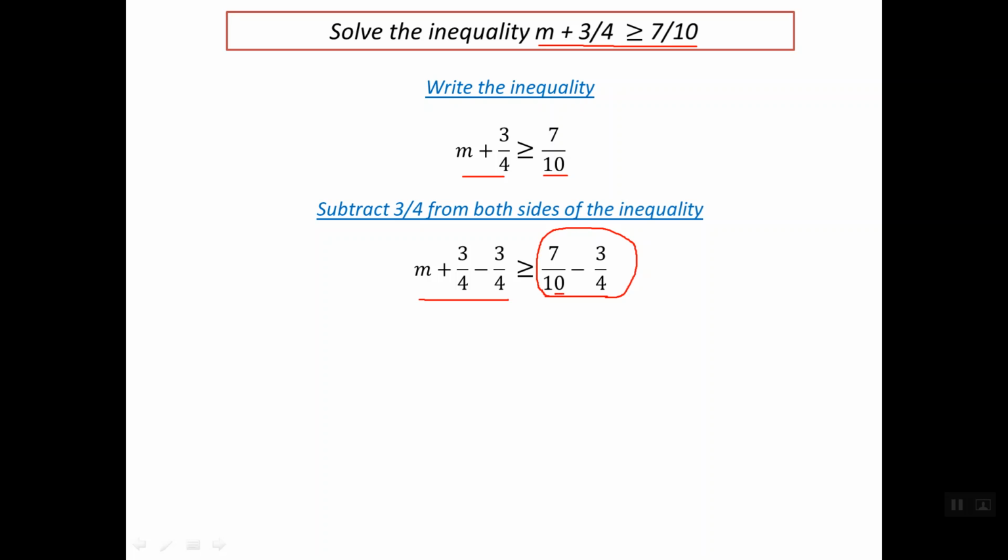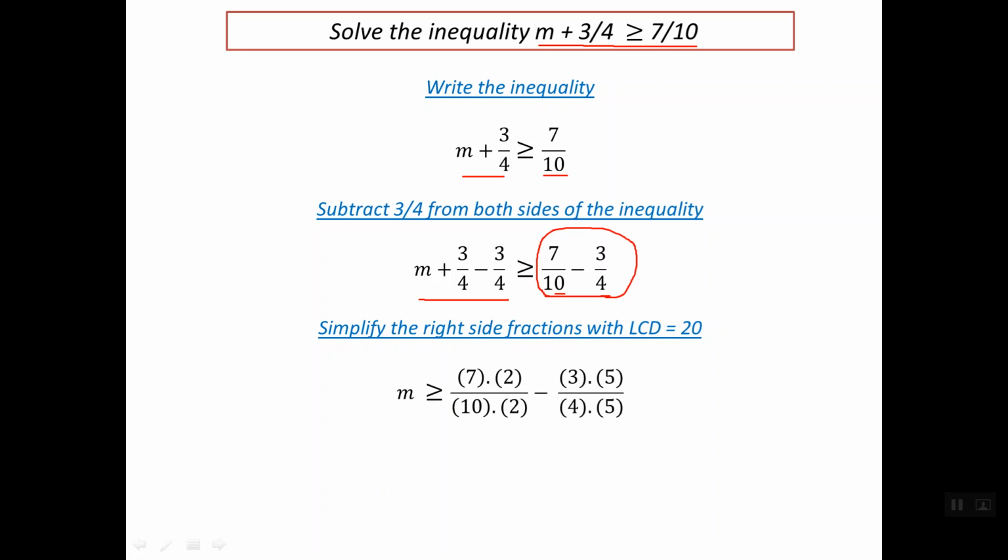See that the denominators are 10 and 4. So we need to make the denominators common. So we find the least common multiple for 10 and 4, and the least common multiple for 10 and 4 is 20. So we need to convert the denominators to be 20. So the left side is only m. For the first fraction, multiply both denominator and numerator by 2, and for the second fraction multiply by 5.